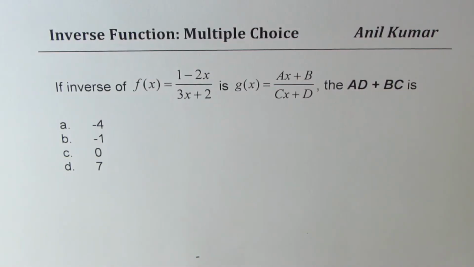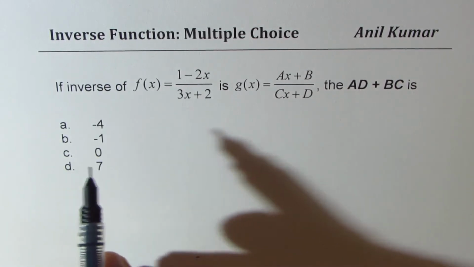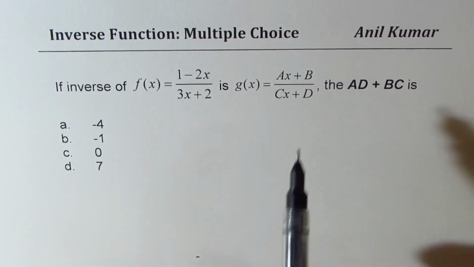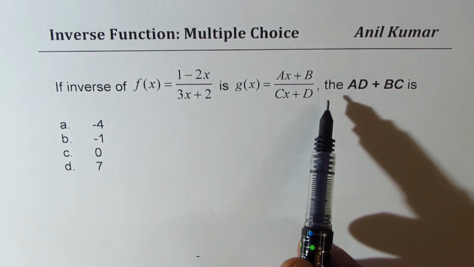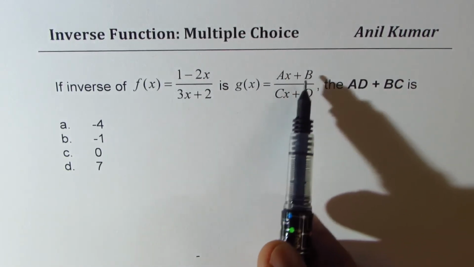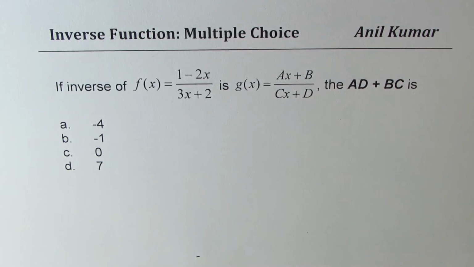I'm Anil Kumar, sharing with you a test question for IB students. Calculator is not allowed. The question is: if the inverse of the function f of x equals 1 minus 2x over 3x plus 2 is given by g of x equals ax plus b over cx plus d, then AD plus BC is what? You can always pause the video, answer the question, and then look into my suggestions.